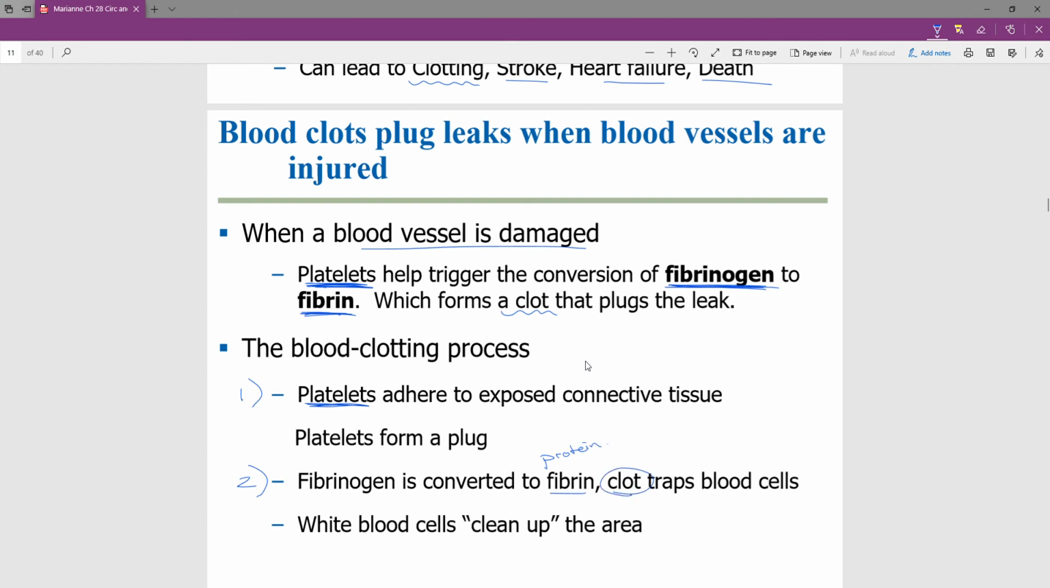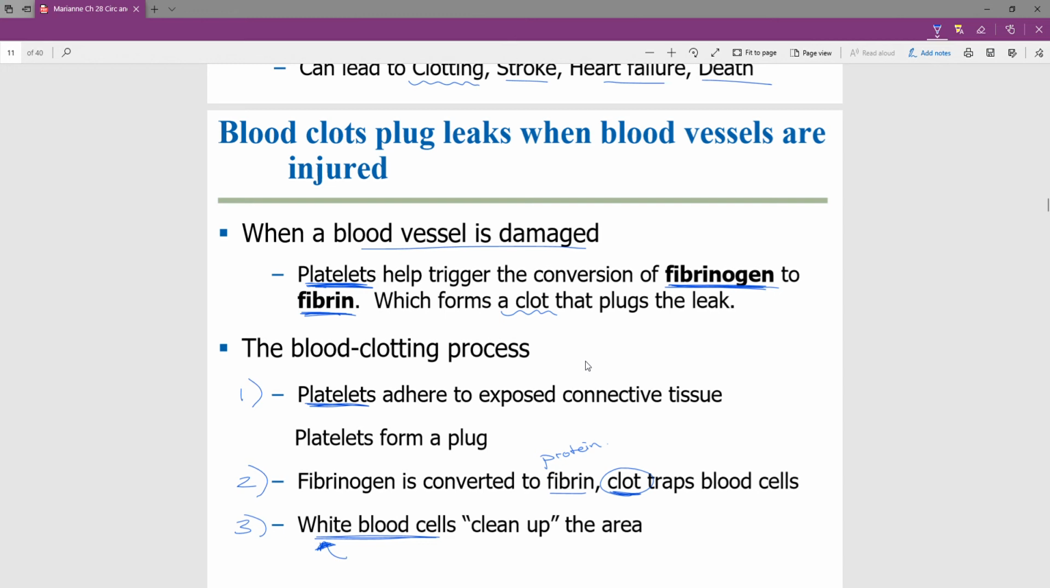It's going to trap more blood cells and block the loss of blood out of your blood vessels. The third thing that happens is our white blood cells, our leukocytes, are going to come in and clean up the area. We're going to focus in on our white blood cells in the coming chapters in the immune system, but there are cells that work kind of like little Pac-Men and eat up the stuff that needs to get eaten up.